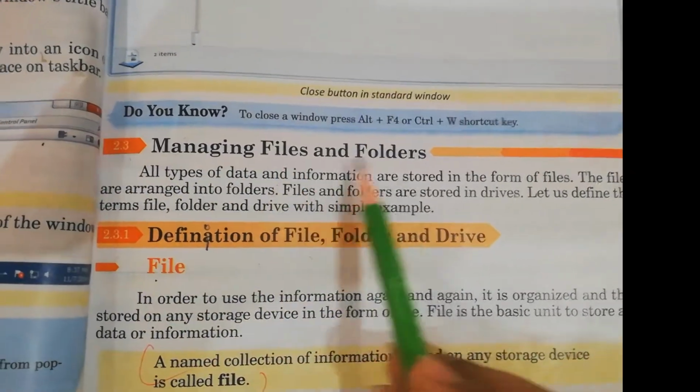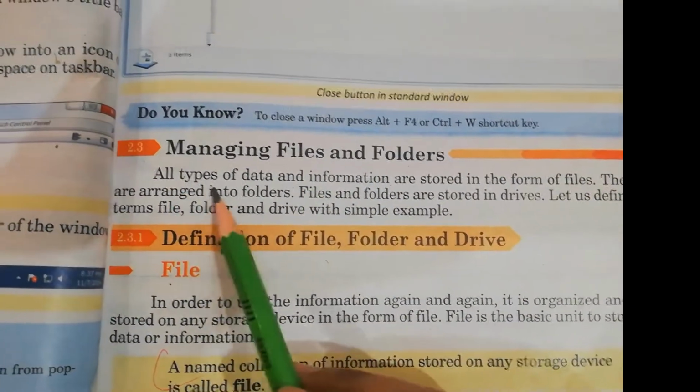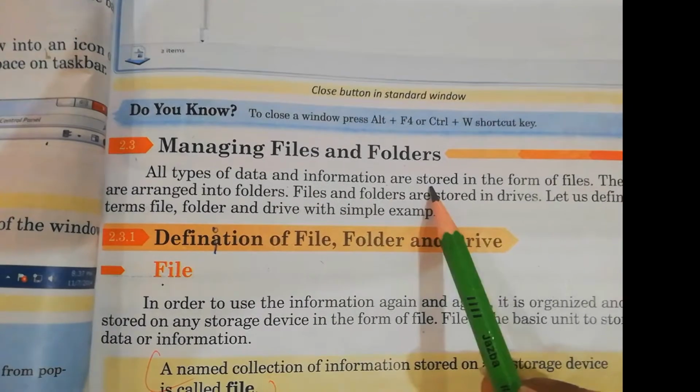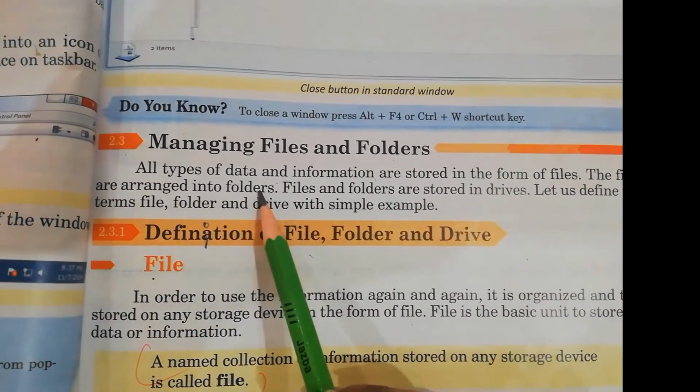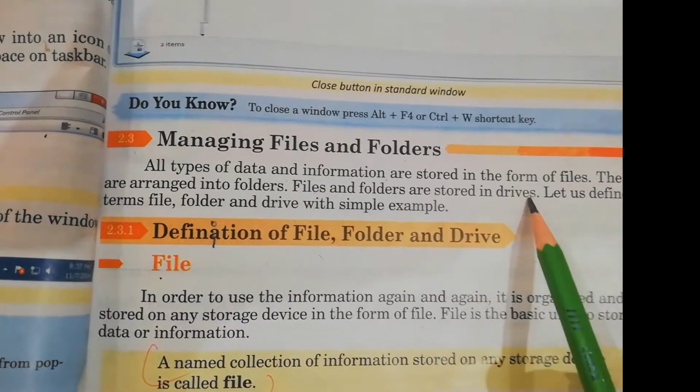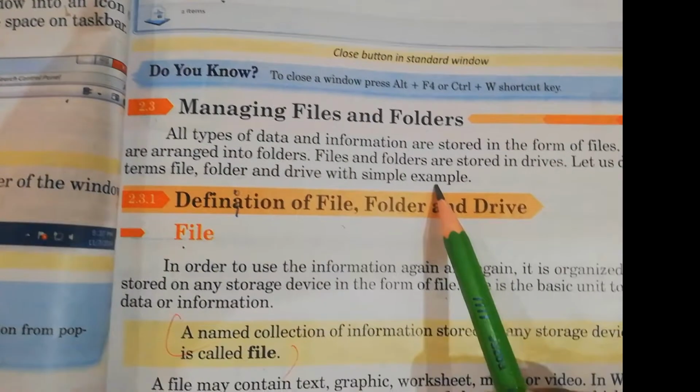2.3 Managing files and folders, on page number 55. All types of data and information are stored in the form of files. The files are arranged into folders. Files and folders are stored in drives. Let us define the terms file, folder and drive with simple examples.